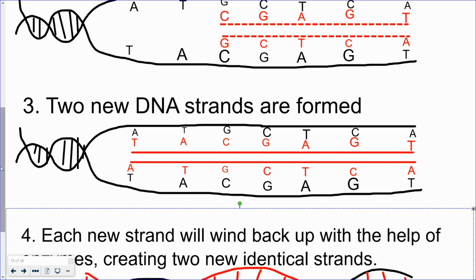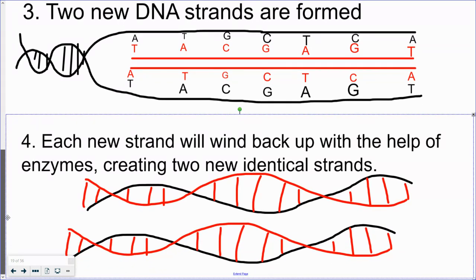And eventually, those two strands of DNA have now been made from the original. And you can see why I color-coded them to help you understand that each new set of DNA has one new strand and one of the older strands.